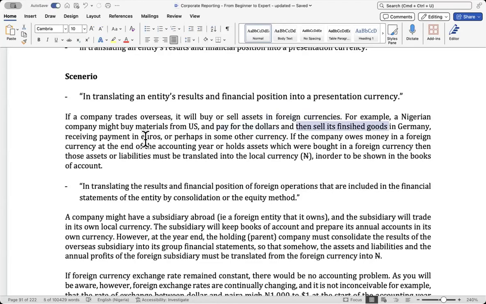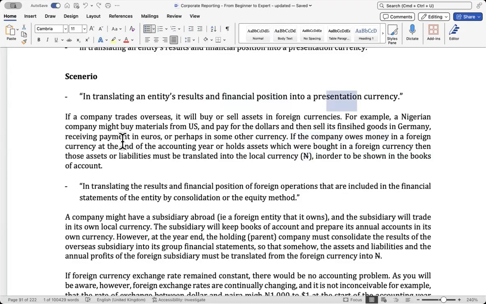So when that happens, if it now happens that we are owing money at the end of the year in those foreign currencies, or some people are owing us money, then those results, those positions, those assets, receivables and payables, how do you then translate them into your local currency, which is Naira? Since your books will be shown in Naira, that's what I mean. I will show you how to translate results and position into presentation currency.